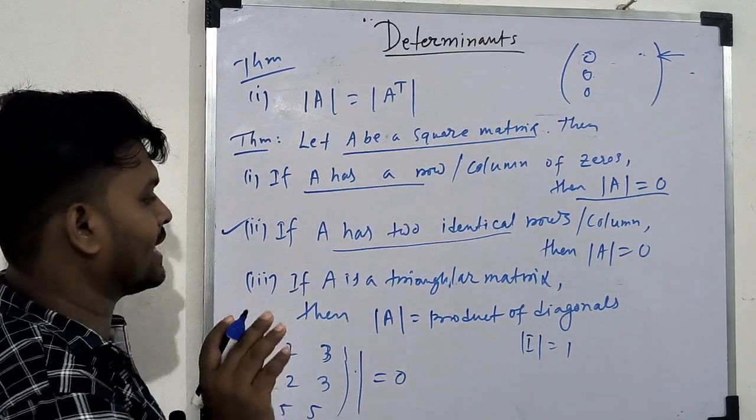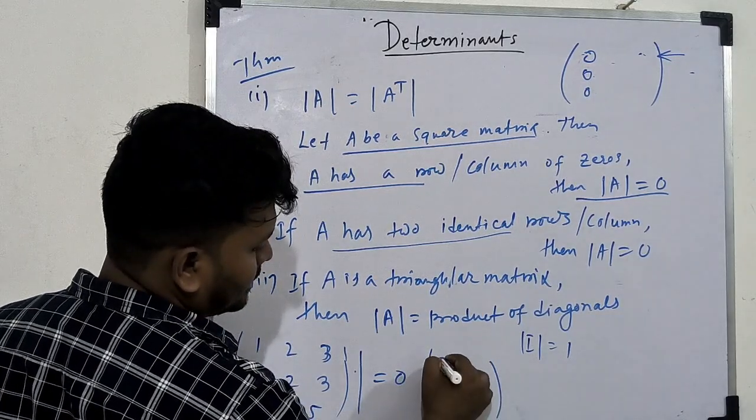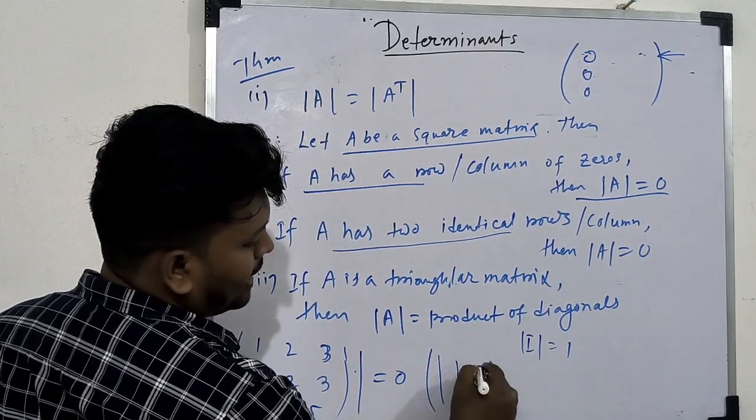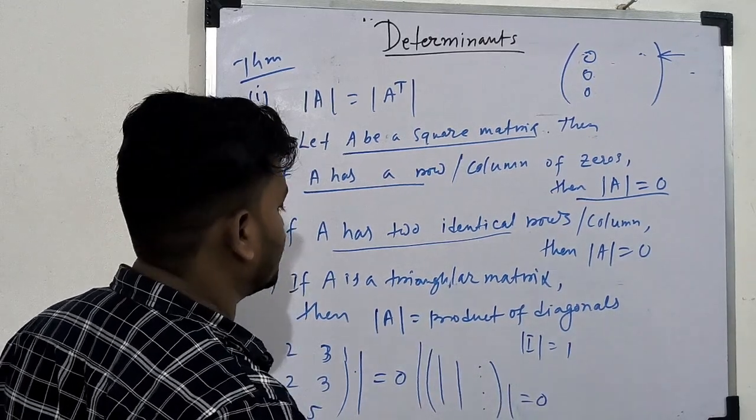Or if there are two same columns, that is, if this column and this column are the same and this one is not the same, then the determinant will also be 0.